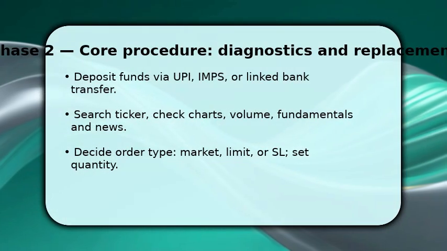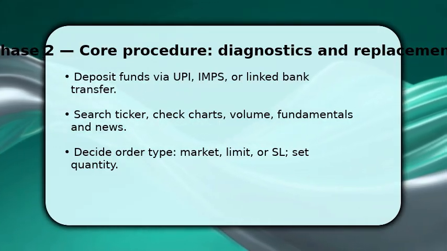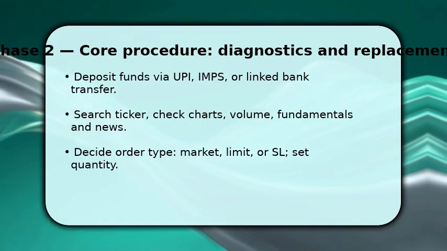Once your account is active, fund it to place orders. You can use UPI, IMPS, or the linked bank for instant credit. Confirm the balance on the app.